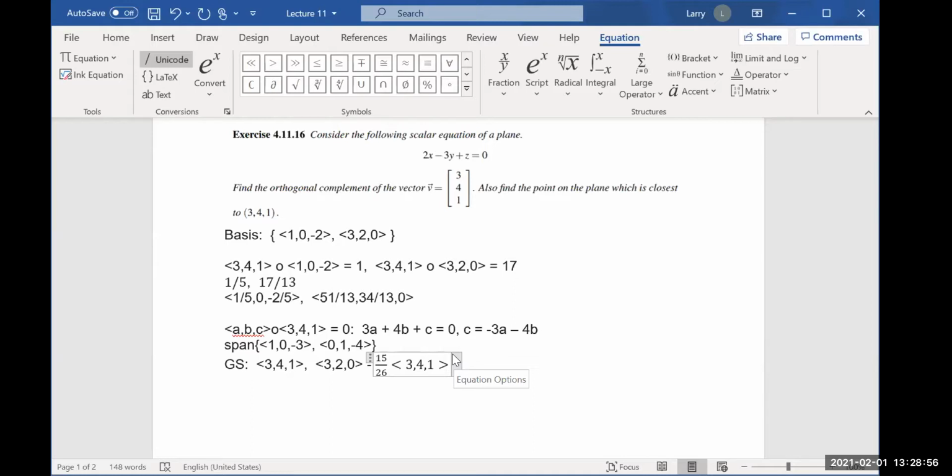Okay, and this is kind of messy. 15 should be 17, that's possible. Let me see. 3 and 3 is 9, 9 and 8. Yeah, it's 17. Sorry about that.